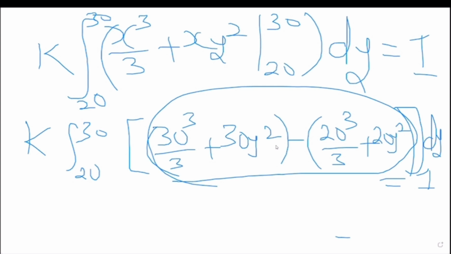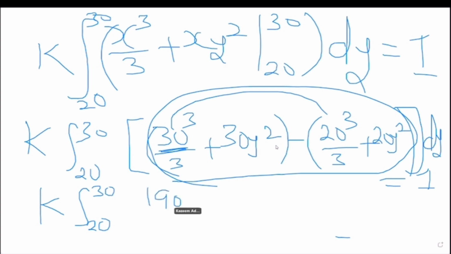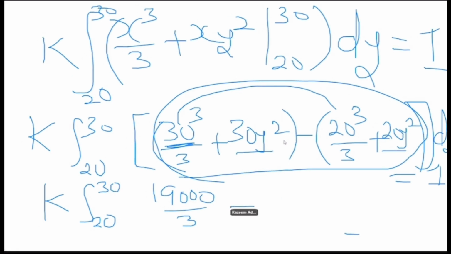Now 30 raised to power 3 is 27,000, so 27,000 over 3. And 20 raised to power 3 is 8,000, so 8,000 over 3. When you do 27,000 minus 8,000, that gives you 19,000. So I'm going to have 19,000 over 3. And 30y squared minus 20y squared gives me 10y squared.